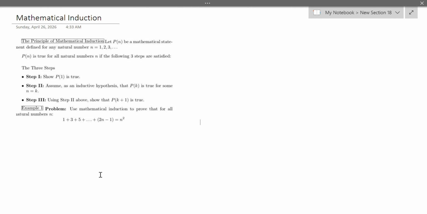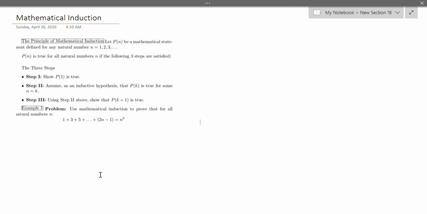The mathematical statement, or the question you want to solve using mathematical induction, you will name it P of n. So it is a mathematical statement. You name it P of n. Then for any natural number n equals 1, 2, 3, the n inside is a natural number. It takes values from 1 all the way to positive infinity.